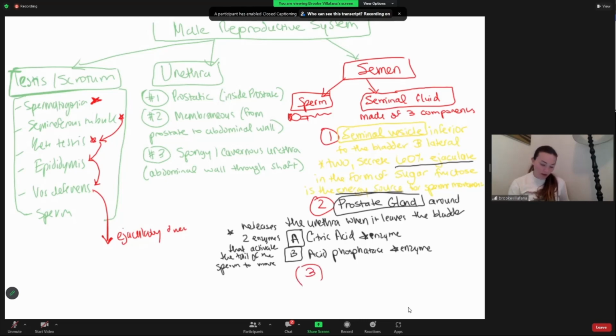Third component of seminal fluid, which is part of semen, comes from the Cowper's or bulbourethral gland, okay?